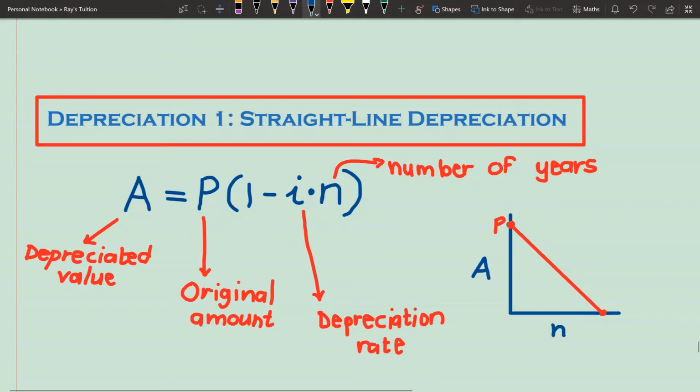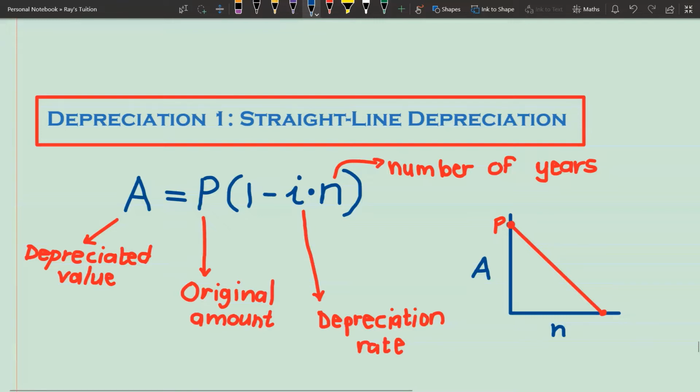So A is the depreciated value. So that is the value once it has lost a certain amount over time. P is the original amount of the asset. I is the depreciation rate. That's the rate at which it's decreasing. And again, you should always state this as a decimal or fraction over 100. And N is the number of years.